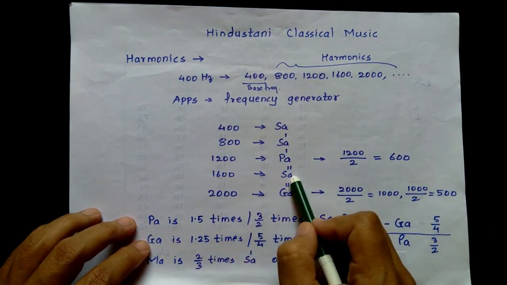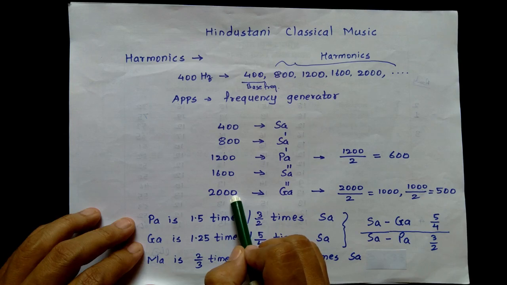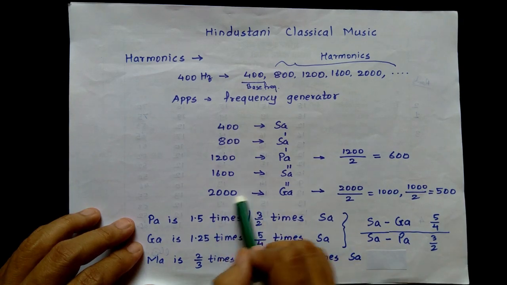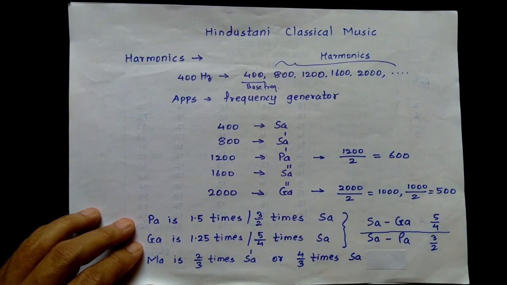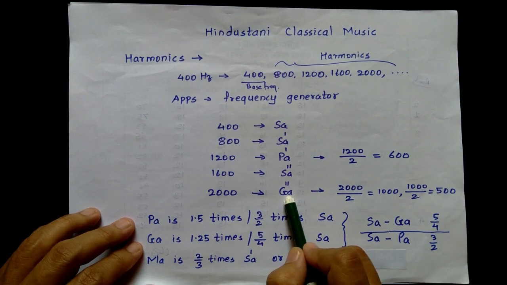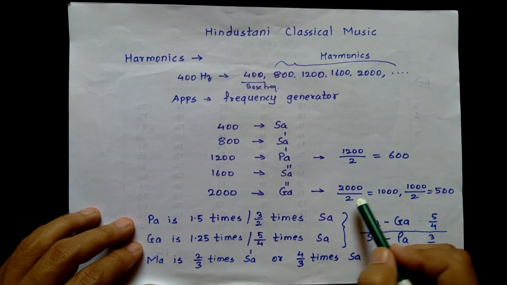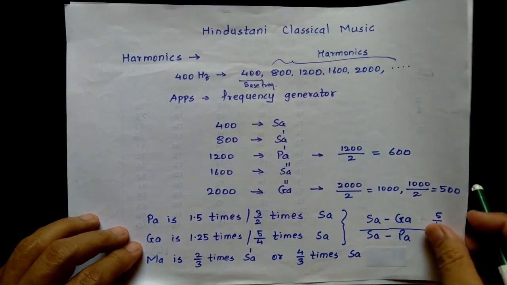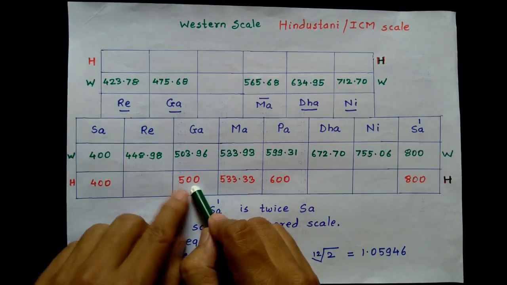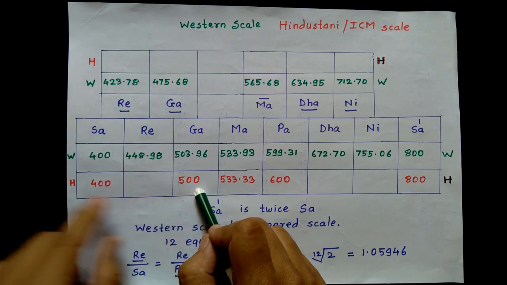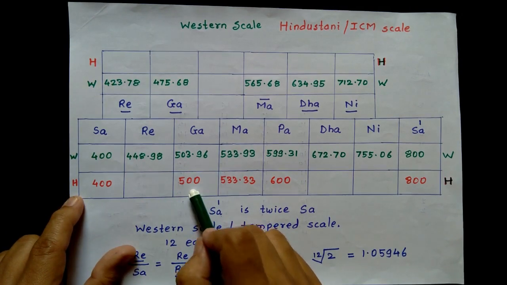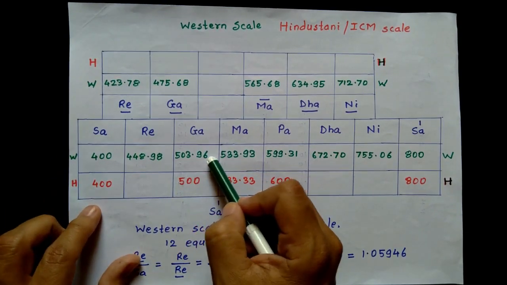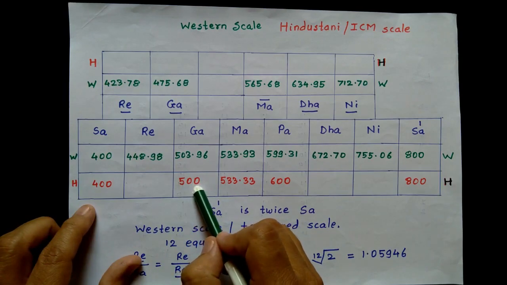Now 1600 will be again Sa. If you input the number 2000 and listen to it, you will easily understand that is Ga in the next upper octave. So to bring it to our middle octave, you have to divide by 2 twice. So 2000 upon 2, 1000, 1000 upon 2, 500. 500 is Gandhar or Ga in Indian classical music, which differs from Western by this amount. Western scale is 503.96, Indian is 500.